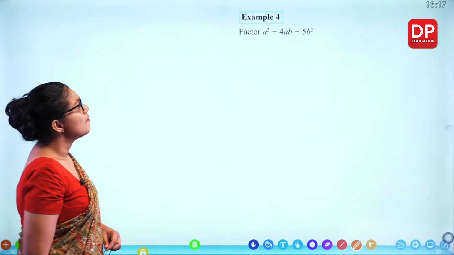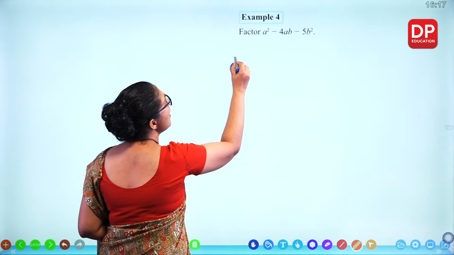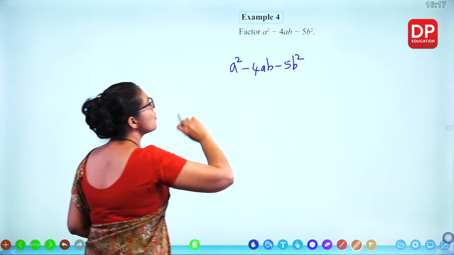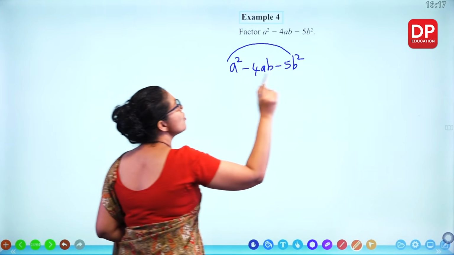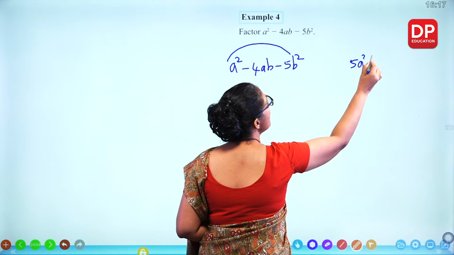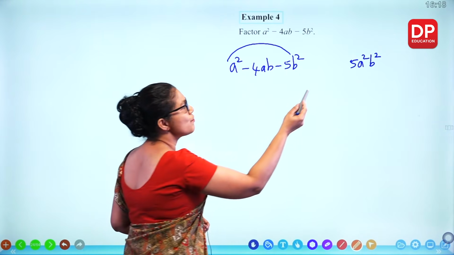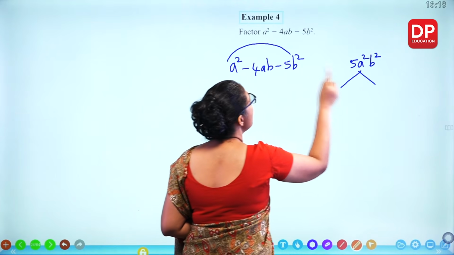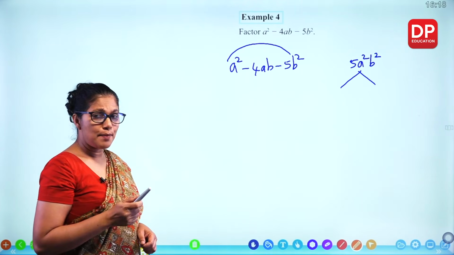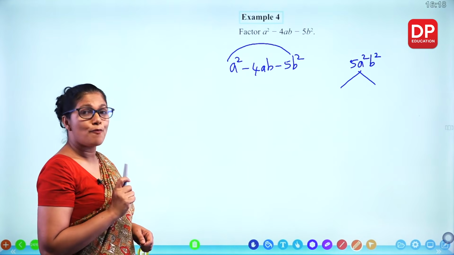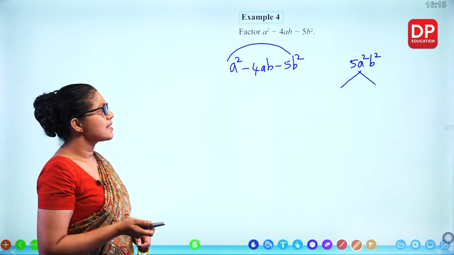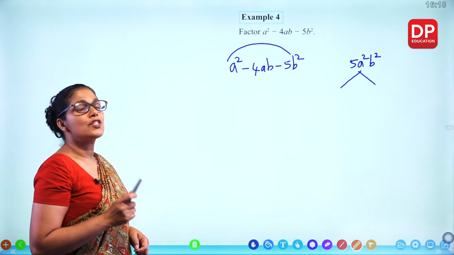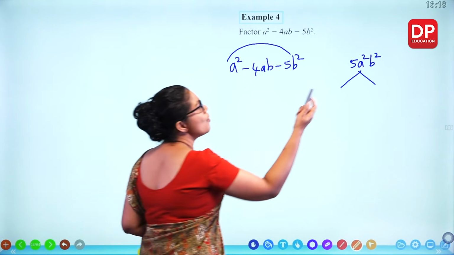So here, what are the three terms? a squared, 4ab and 5b squared. So first thing, you multiply these two, you are getting 5a squared b squared. You need to find the factors of 5a squared b squared. So here the last term is minus. That means of the two factors, one is positive and one is negative. The minus sign in the middle means the largest factor should be negative. So what are the factors?